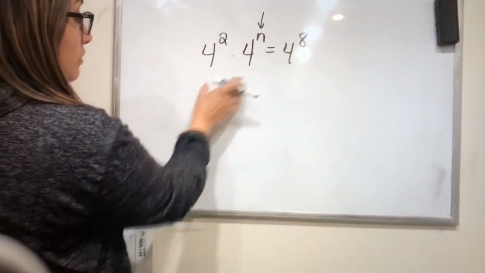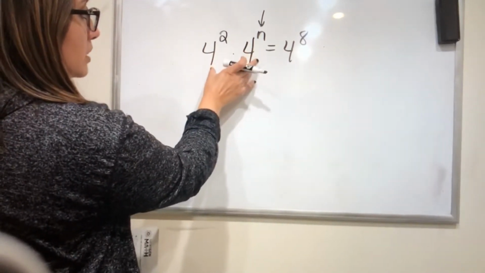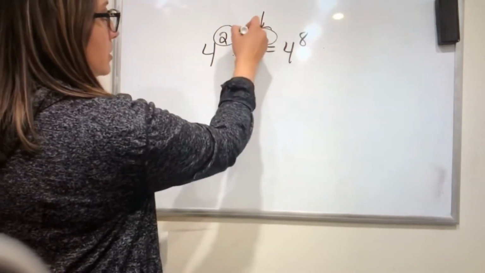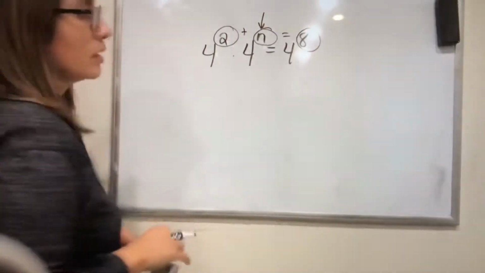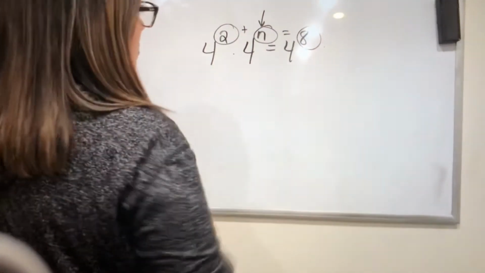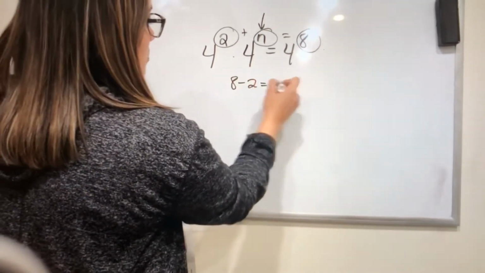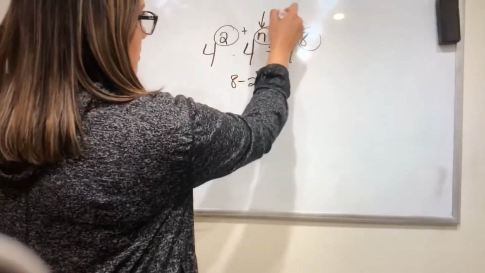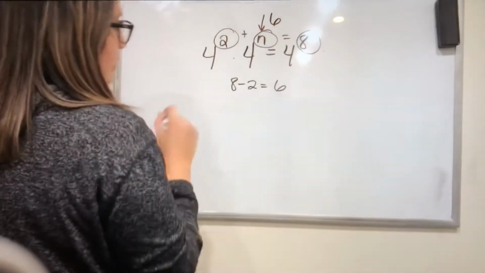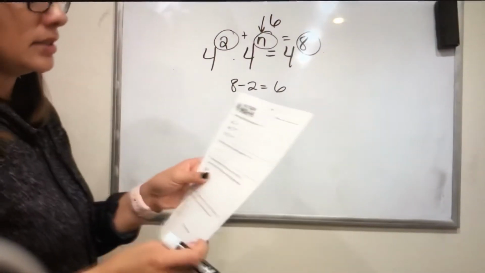And whenever we're multiplying two powers with the same base, our shortcut was to take these exponents and add them to get the exponent in the answer, and you have to keep the base. So 2 plus what would be 8? You can do 8 minus 2 to find out the missing value, and this should be a 6. 2 plus 6 is 8. So in that space, you would type in a 6.